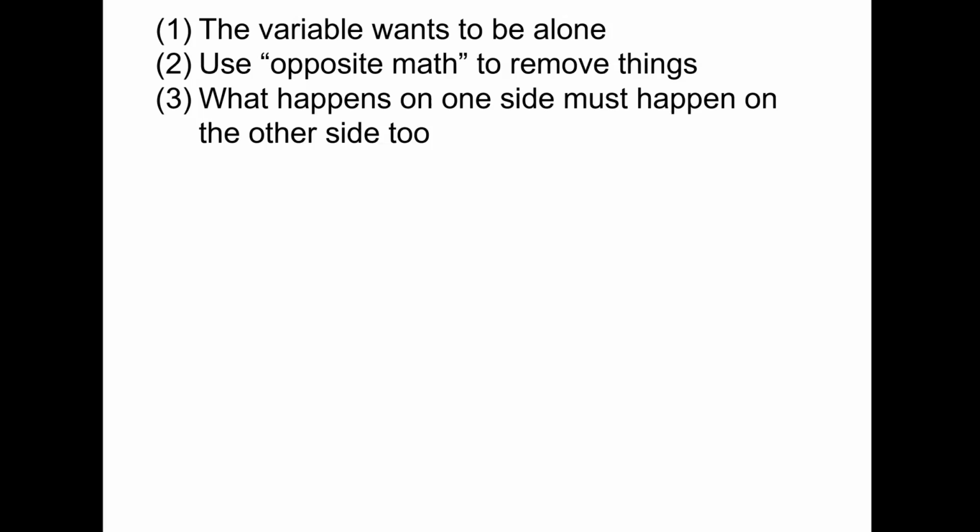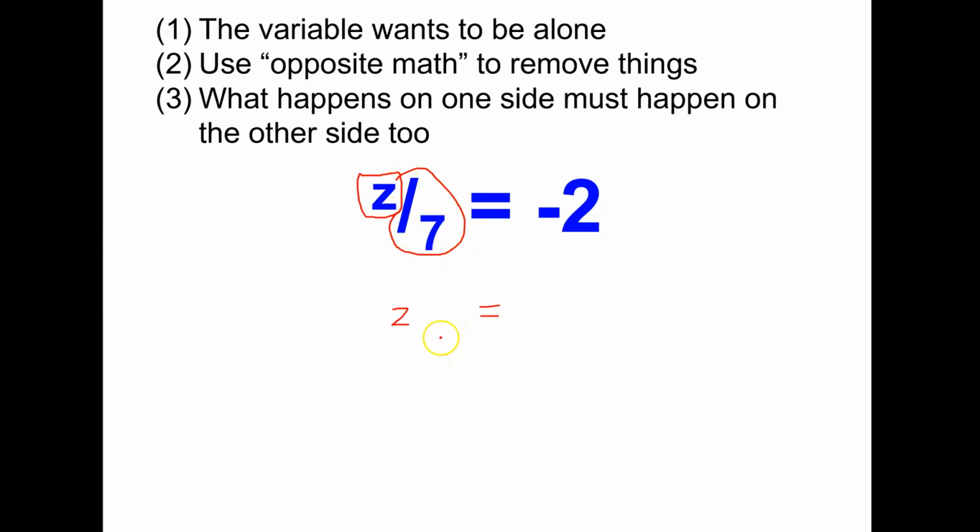Let's start with a situation where you do. Z represents an unknown number. We are dividing that number by 7, and we are getting the result -2. This is a situation where we use the rules. Our variable, Z, wants to be by itself, down here. Nothing between it and the equal sign. But it is currently attached to this divided by 7. So we need to get rid of divided by 7.